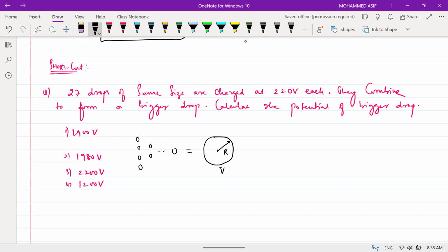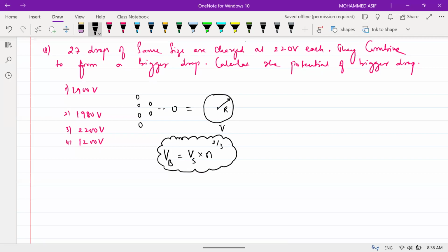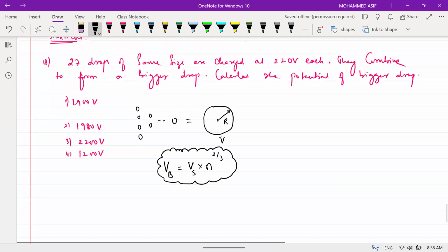Okay. So whenever n number of droplets have been combined, the potential of your bigger droplet is equal to the potential of the smaller droplet multiplied by n to the power of 2 by 3. So this is your formula directly. When smaller droplets are combined to form a bigger droplet, the potential of the bigger droplet is equal to the potential of the smaller droplet into n power 2 by 3.